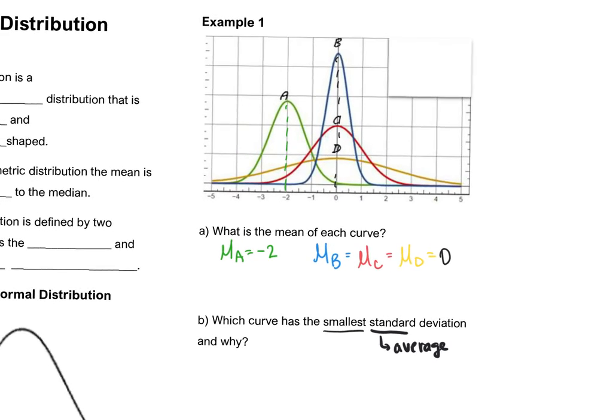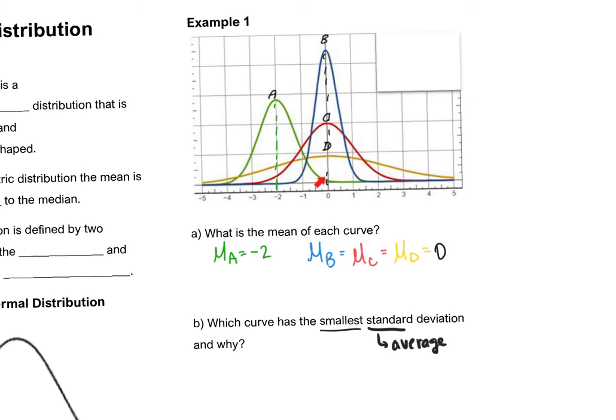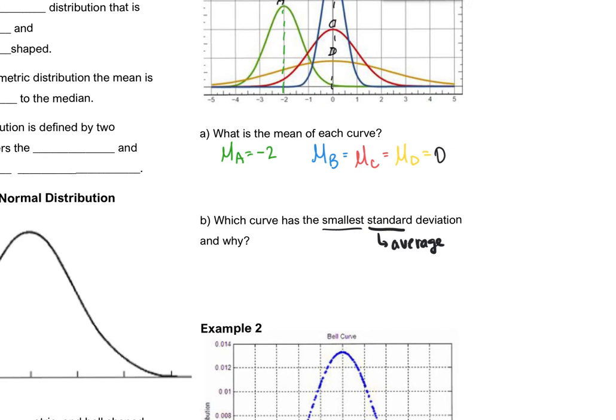Therefore, if we're talking about a smaller standard deviation, we want the values to be very close to the mean, or very tight, such as in B. The values in the curve of D are very spread out. It has a larger standard deviation. So the smallest standard deviation is sigma B, because it is the curve that is the tightest.